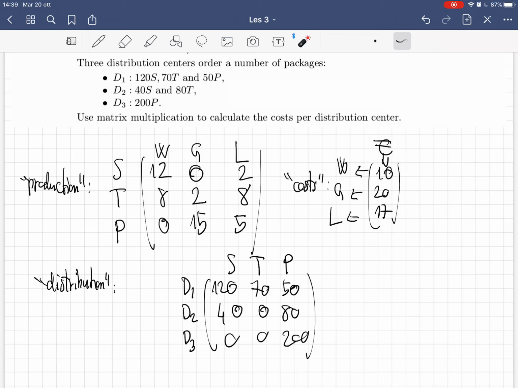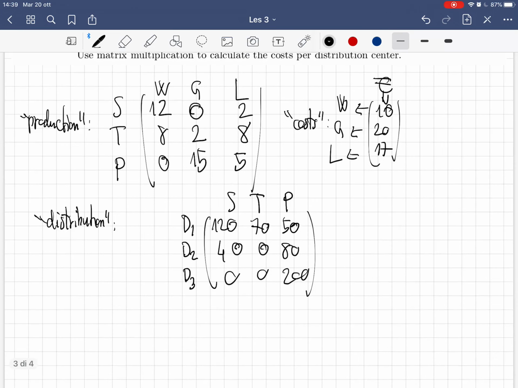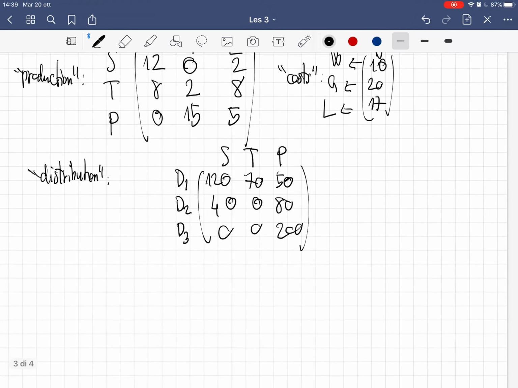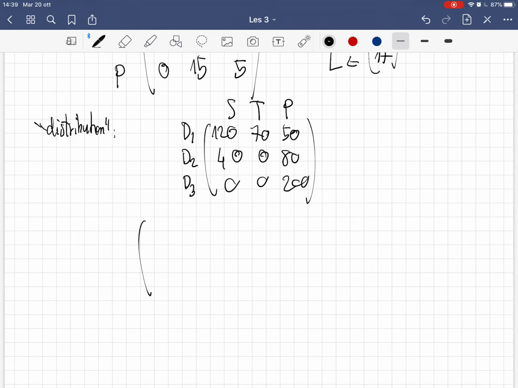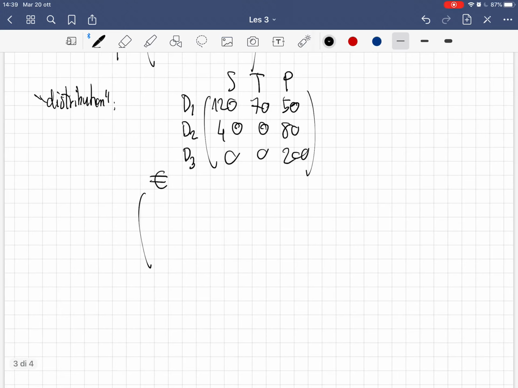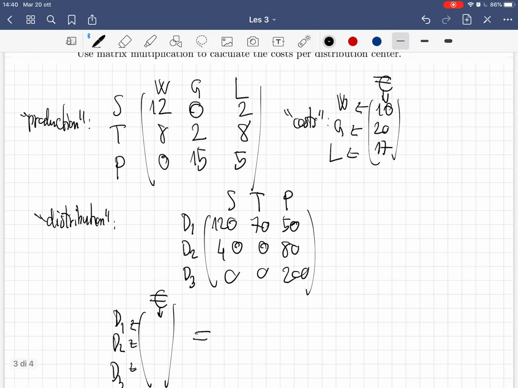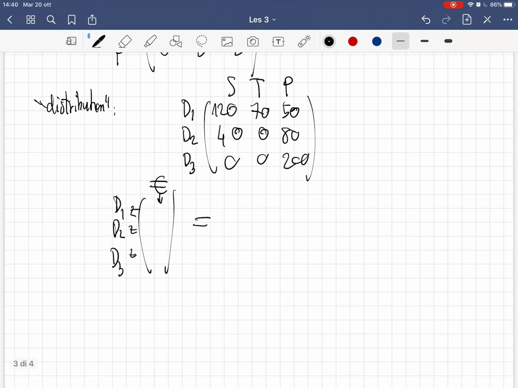Fine. Very good. Now you see that this input agrees with this output, so we will be able to multiply, and we can actually right away do the computation. So we want something which is costs per distribution center. So we have euros here in D1, D2, D3 here. But in order to get this, which is what we want, we're going to multiply.